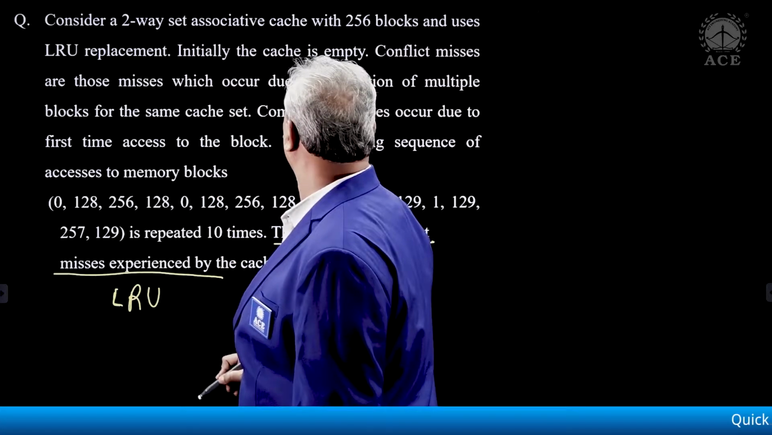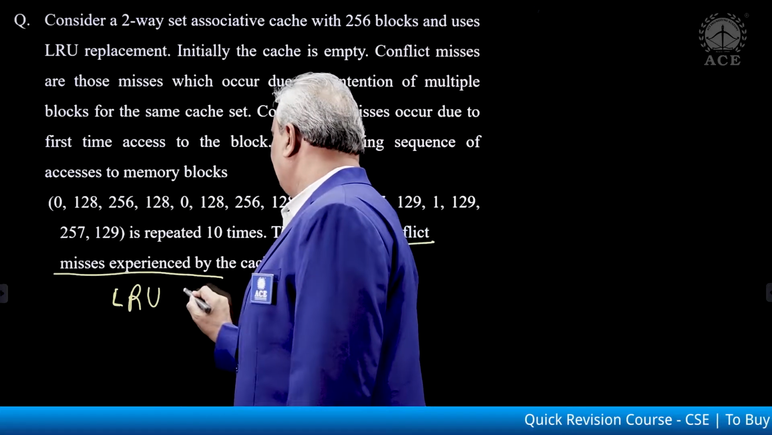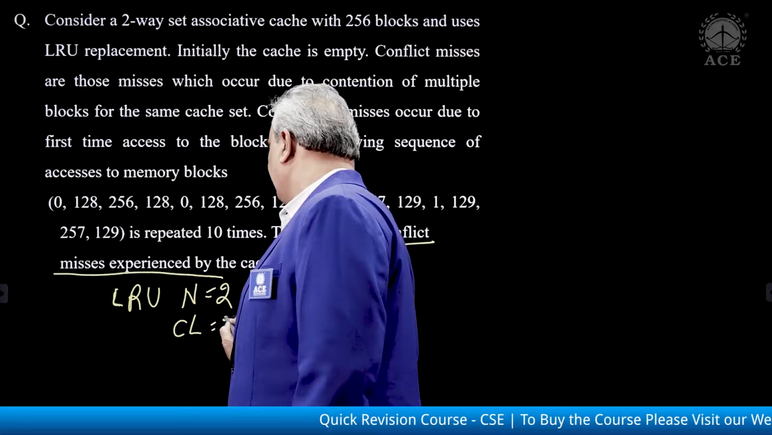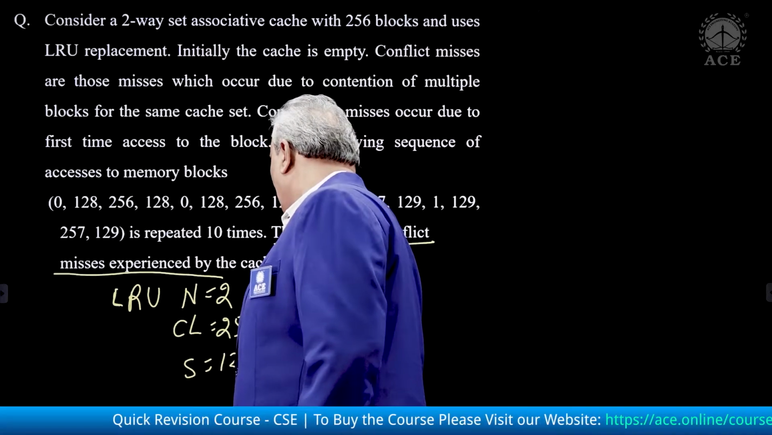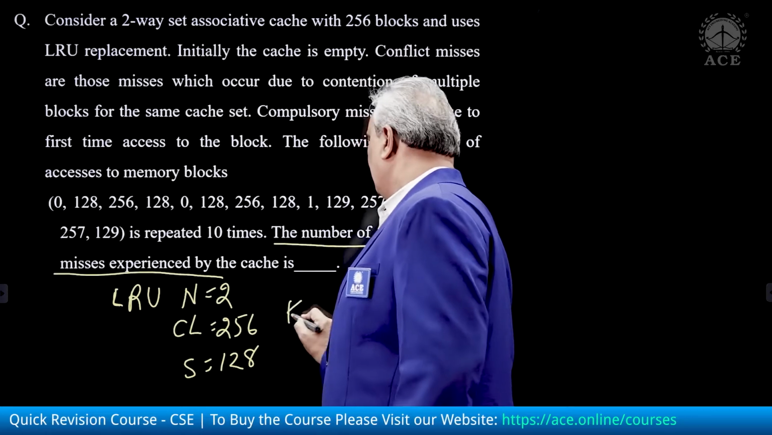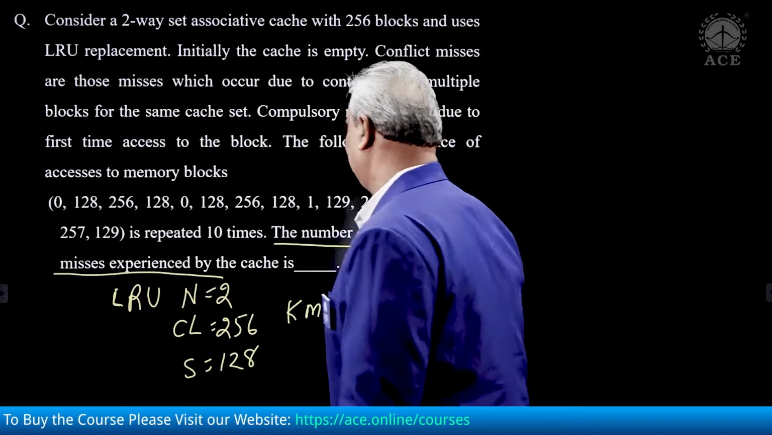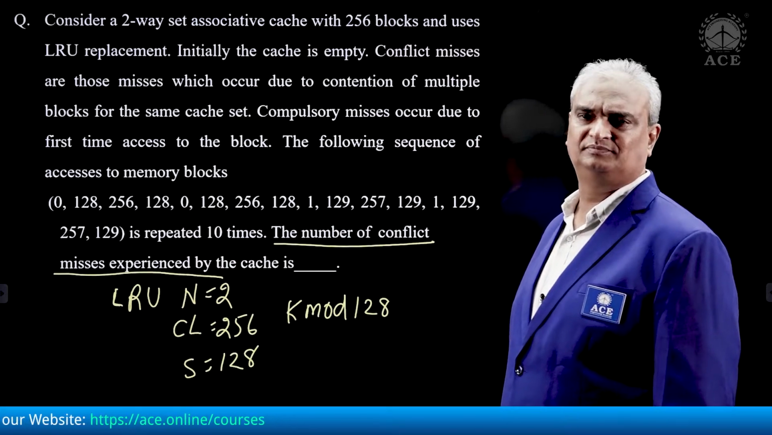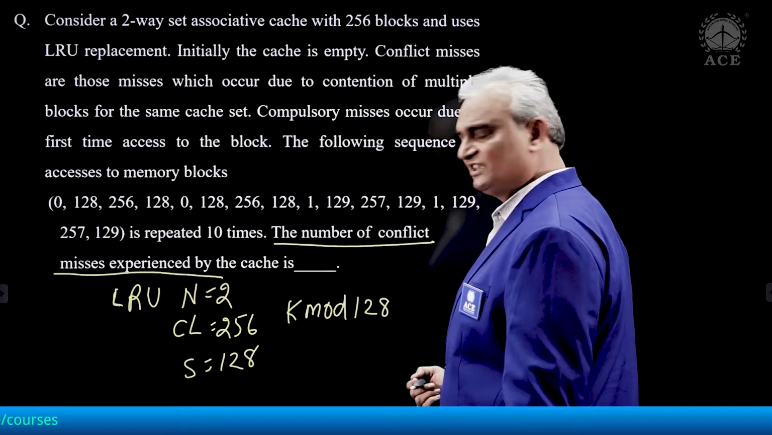What about the n value? 2. What about CL? 256. Then what about S? 128. What about the mapping expression? K mod S, which means mod 128. Okay? Now, this page is not sufficient. We go to the next page.